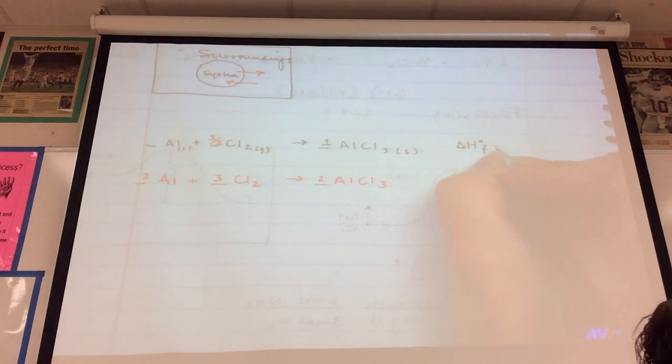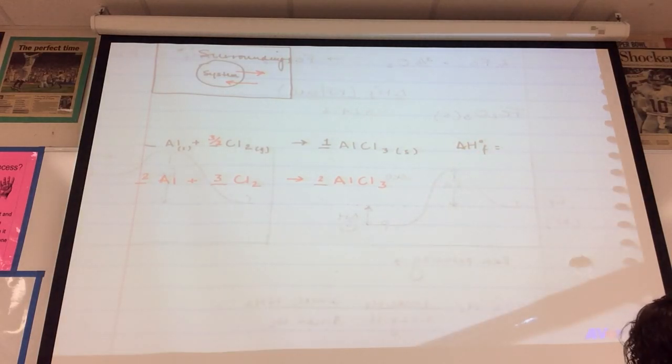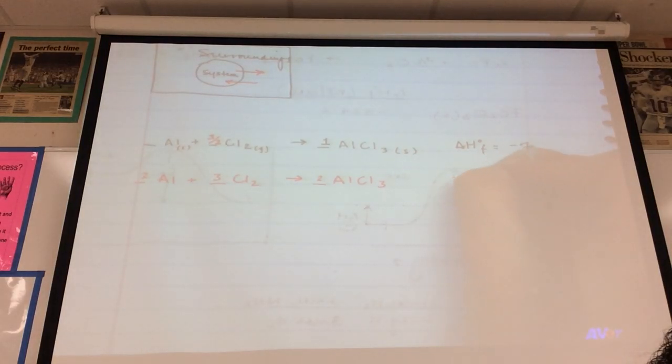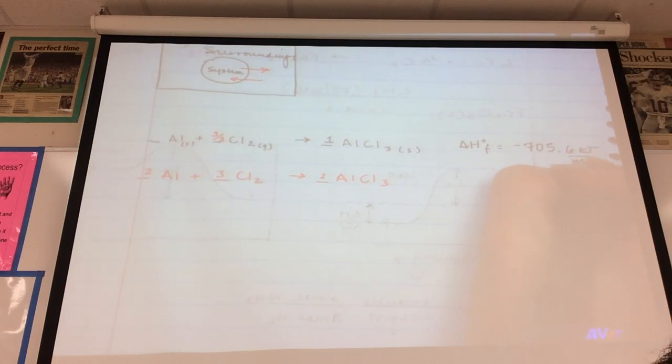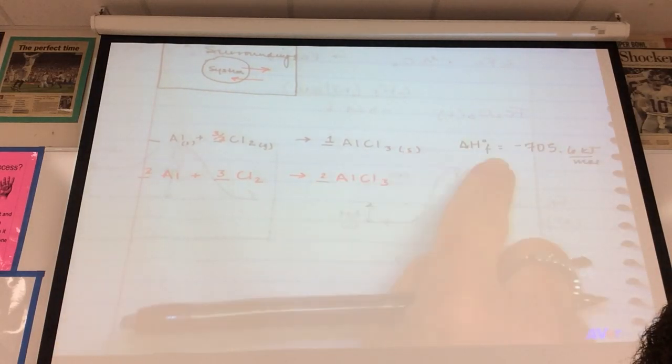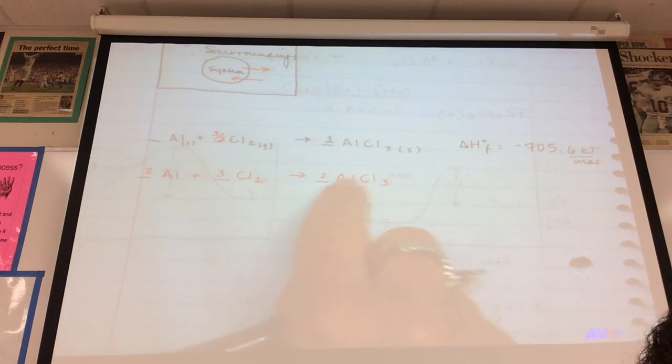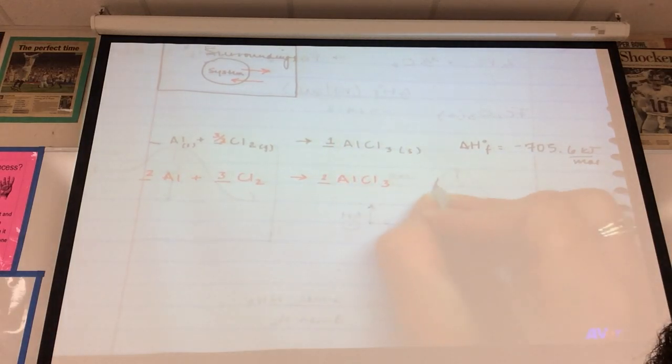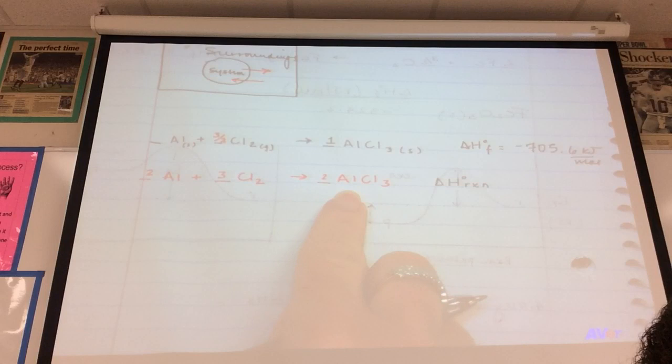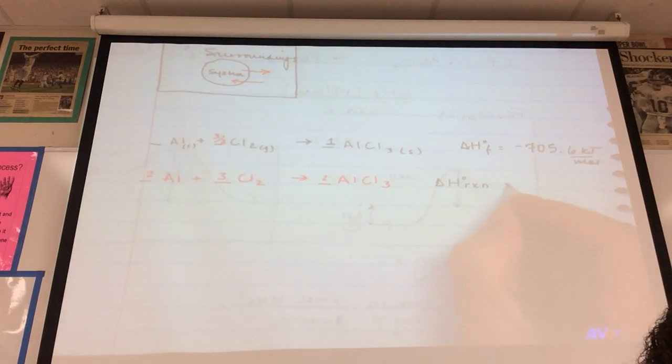of formation on this is negative 705.6 kilojoules per mole, 1 mole of this. Formation means you need 1. But if you have 2 moles that you're forming, what would be the delta H for this reaction? What would you guess that it would be? 2 times that is correct. And that's why it has to be for 1.